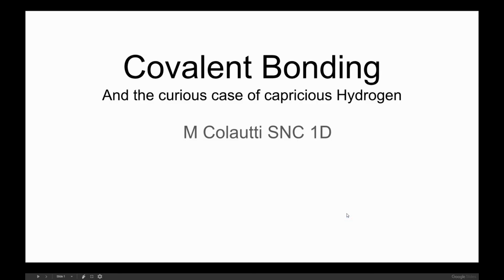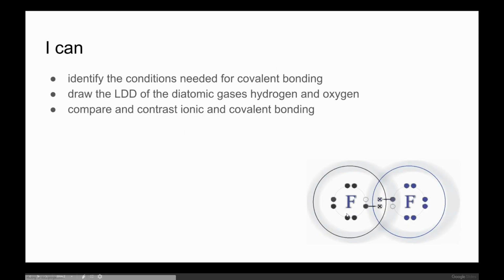Covalent bonding in the curious case of capricious hydrogen. You should be able to identify the conditions needed for covalent bonding. Draw the Lewis dot diagram of the diatomic gases hydrogen and oxygen. Nothing more than this, ever. Compare and contrast ionic and covalent bonding, and that's covered in the textbook, not in this lesson.